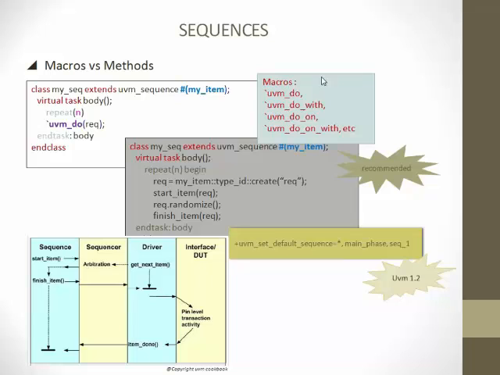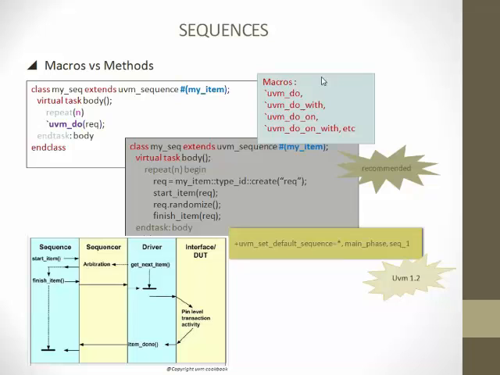Now, it is again a blocking task. It waits for the driver to acknowledge. So how does the driver acknowledge? By calling item done. It calls item done and says, I'm done. You can go ahead and do the next task. So this is the basic protocol that we have.